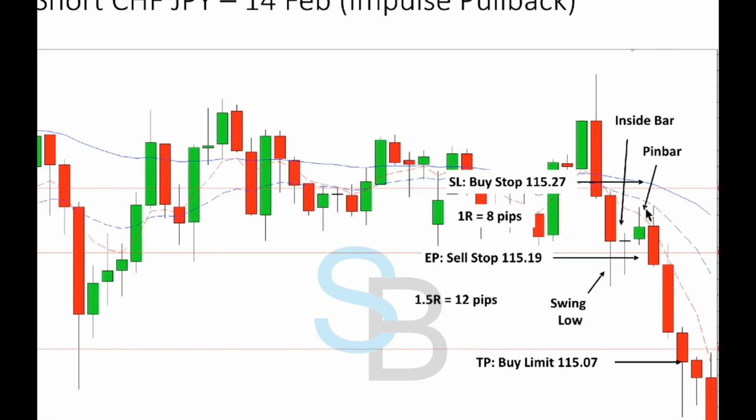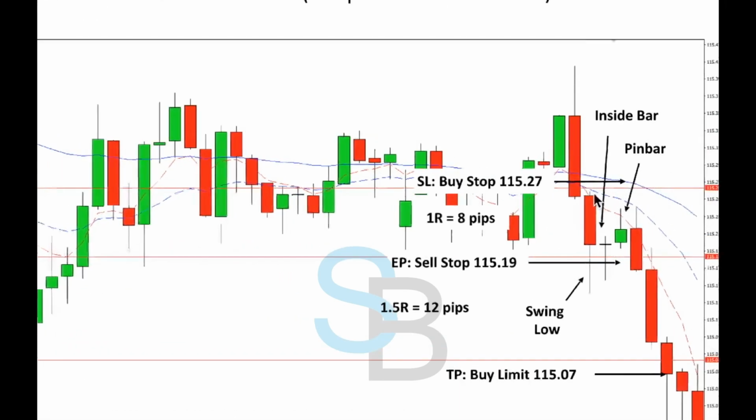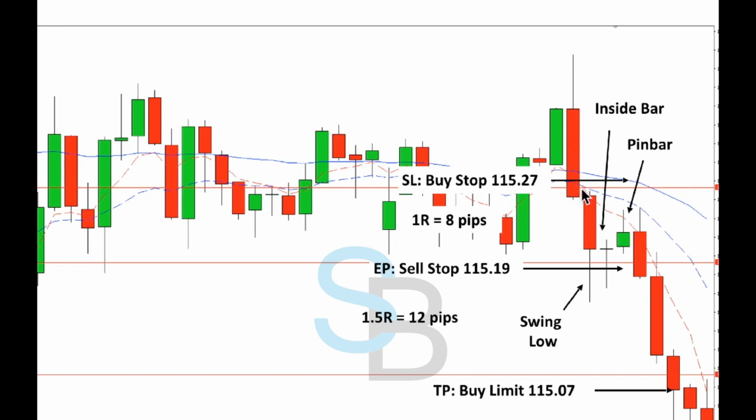Okay, so in this case, let's take a look. 6 crossing below 18. Right after the cross, we've got a swing low candle. And right after the swing low, we have got an inside bar. Can you see this inside bar? So, after this inside bar closes, will we take the trade? I wouldn't take the trade because, again, it's not high probability.